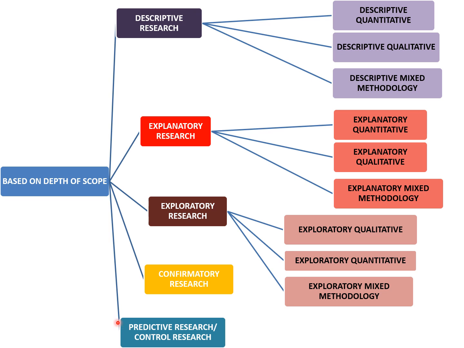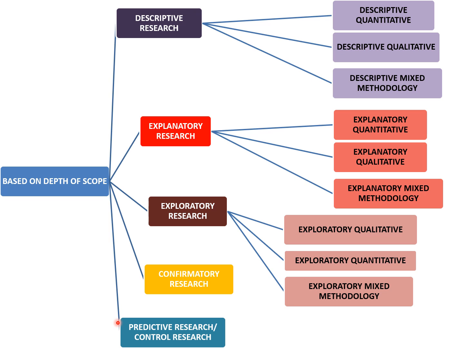If, for example, phenomenon X occurs, will phenomenon Y follow? We are predicting. Then there is control research: can the occurrence of a phenomenon be prevented or controlled? That is done in control research. An example of predictive research, again I will tell.